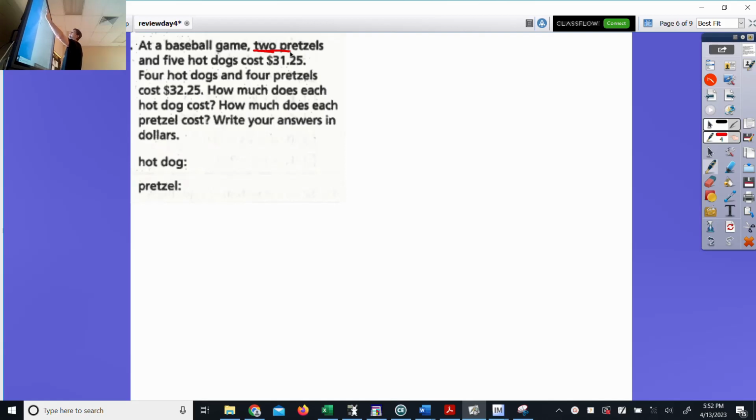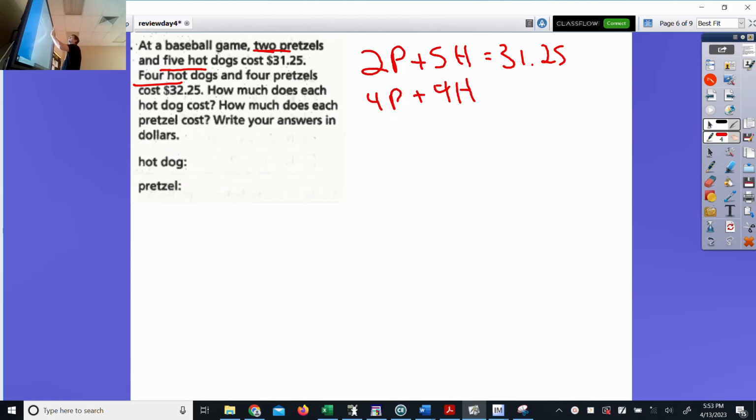2 pretzels, 5 hot dogs. 2p plus 5h is 31.25. 4 hot dogs, so there'd be a 4h here, line it up perfectly, and 4 pretzels sell for $32.25.